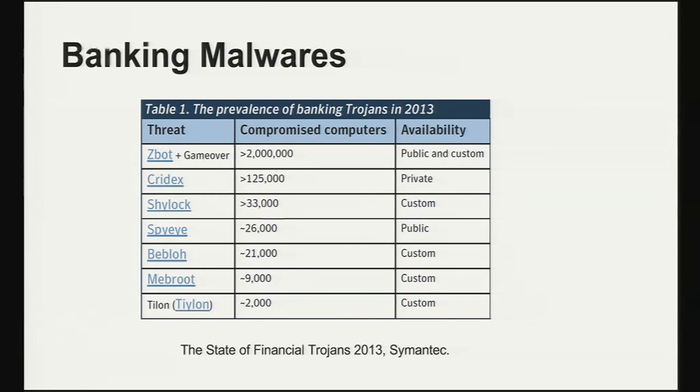So based on the State of Financial Trojans report of 2013 from Symantec, we can see that some of the very popular bots or malicious Trojans have compromised more than even 2 million machines. The notorious one is the Zbot, which is also called the Zeus bot. This one is publicly available, and also you can make customizations to the software.